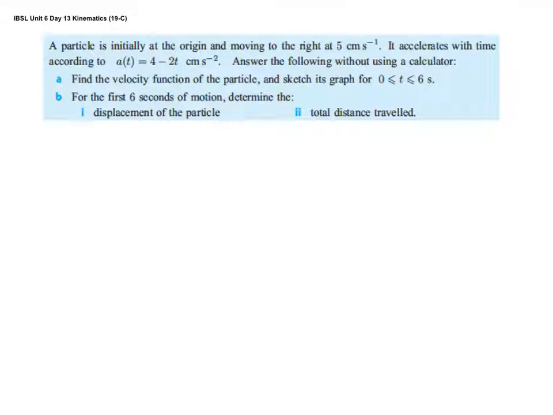Integrate the acceleration to get your velocity. So the integral of 4 minus 2t dt is going to equal what? 4t minus t squared, good. Plus c, alright? Now, how do we figure out what c is?